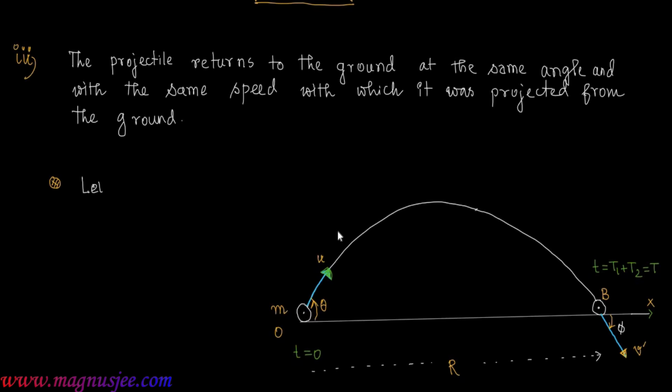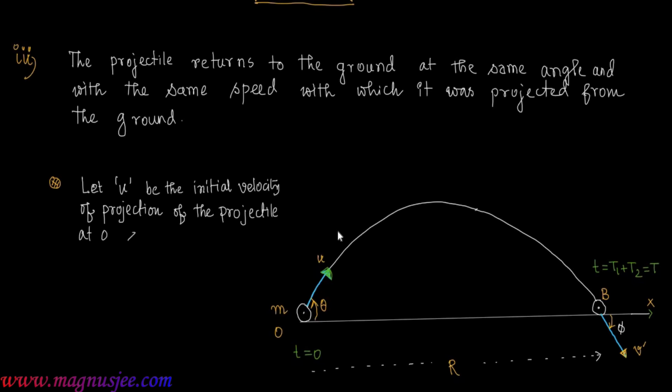Now we can write: let U be the initial velocity of projection of the projectile from the point O on the ground, at an angle of theta with the horizontal.